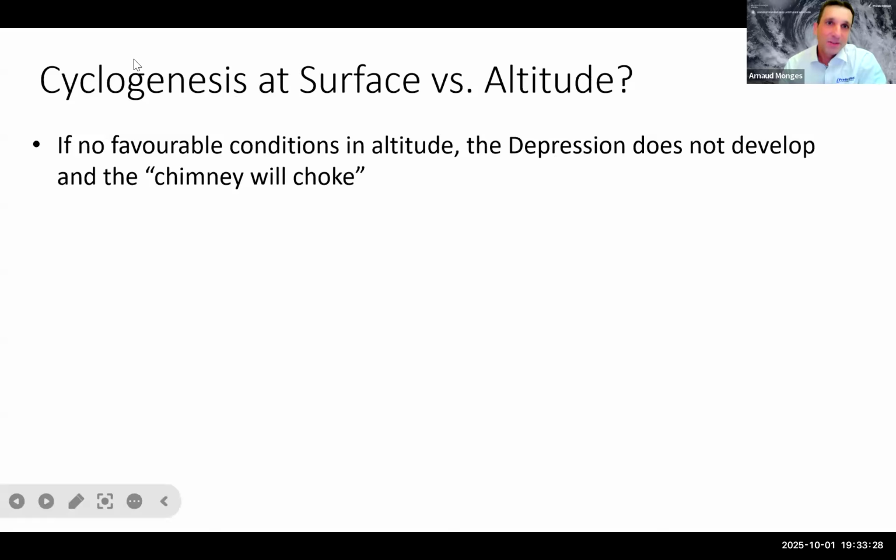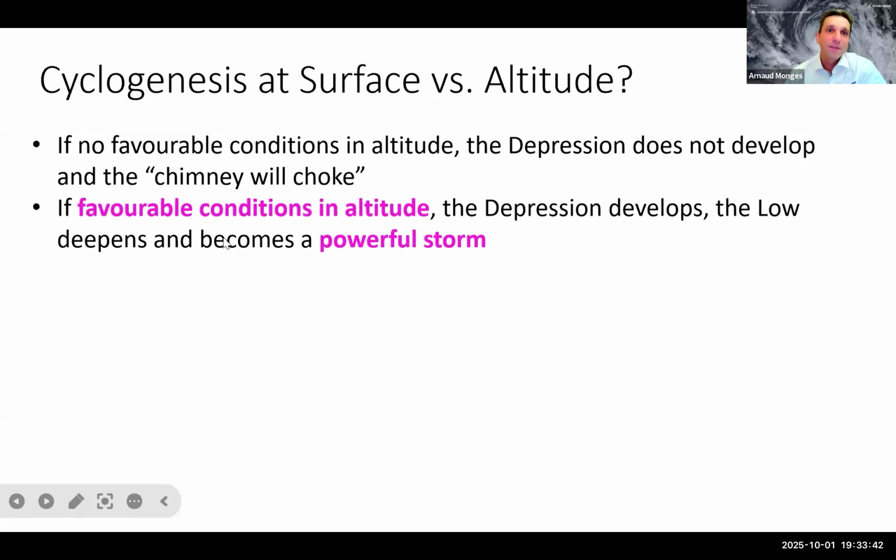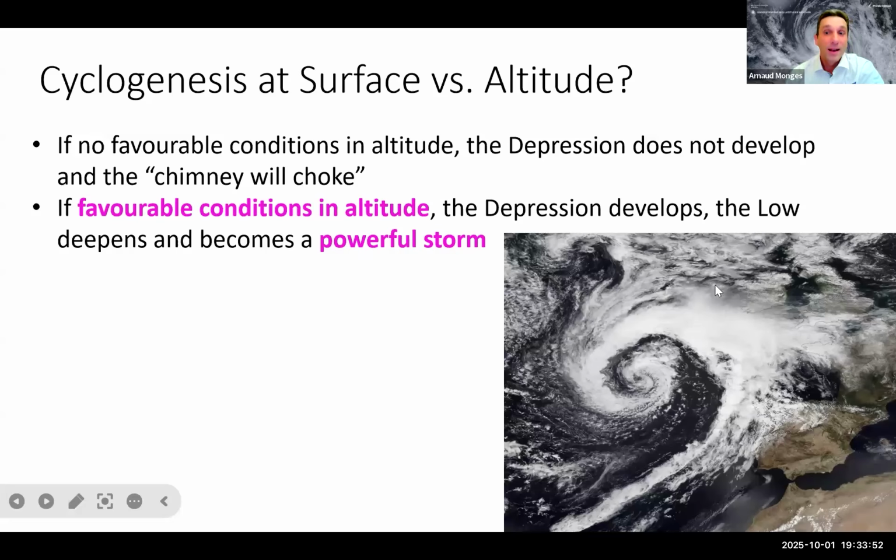So once again, the cyclogenesis at the surface versus the altitude. If in the altitude you have no favorable condition, the depression is not going to develop much. You can think of it as the chimney will choke. But if you have favorable conditions in altitude, the depression will develop, the low will deepen, and you will get a powerful storm like something like this. Here, every ingredient is lining up: surface, mid-level, and high altitude.